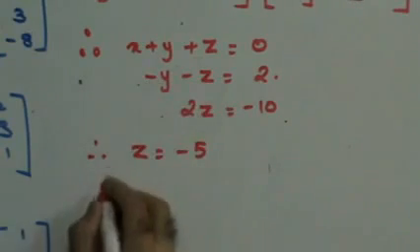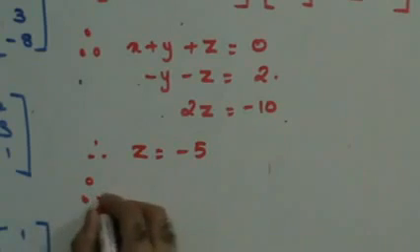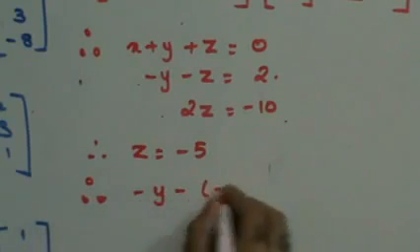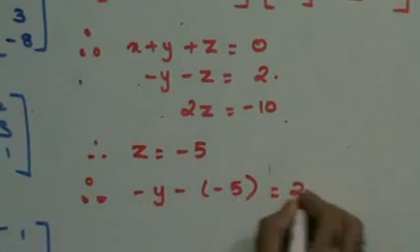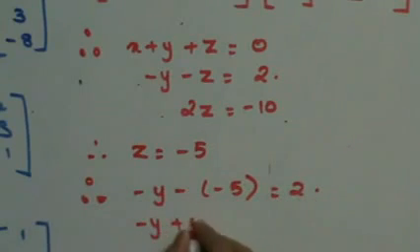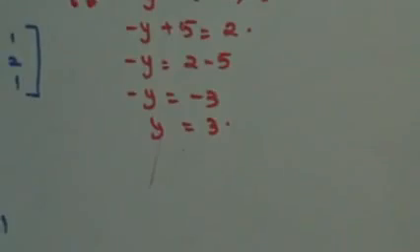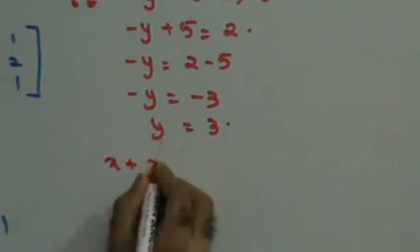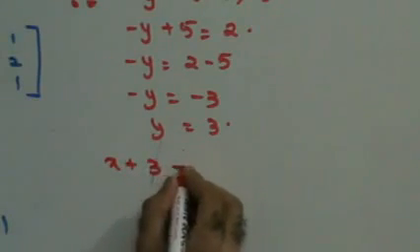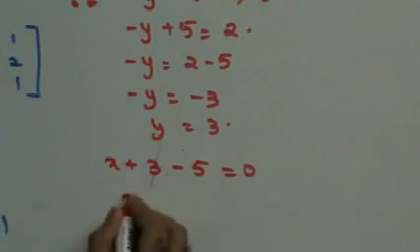Substitute the value of z in the second equation. I can say therefore minus y minus z is 2. So minus y plus 5 is 2. Minus y is 2 minus 5. Minus y is minus 3. y is 3. Once I know y, I can substitute the values of y and z in equation 1. x plus y plus z is 0.